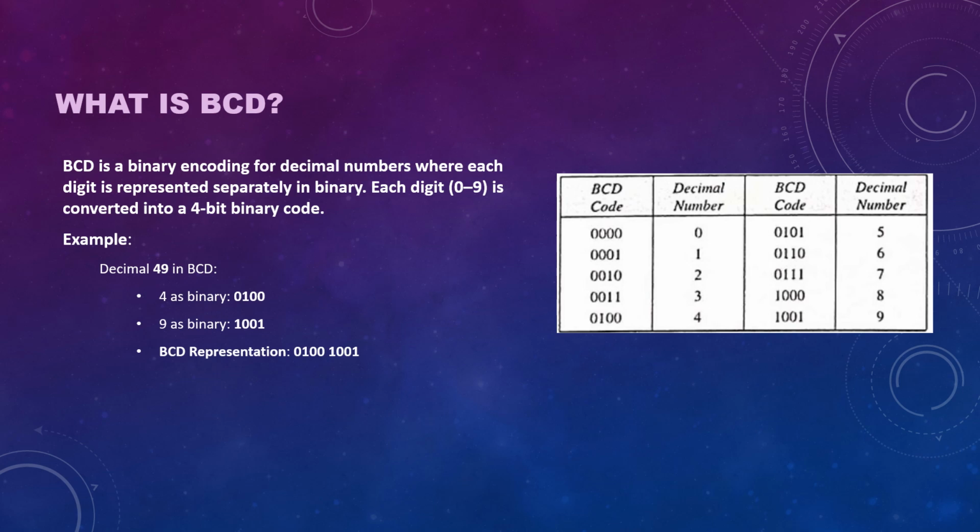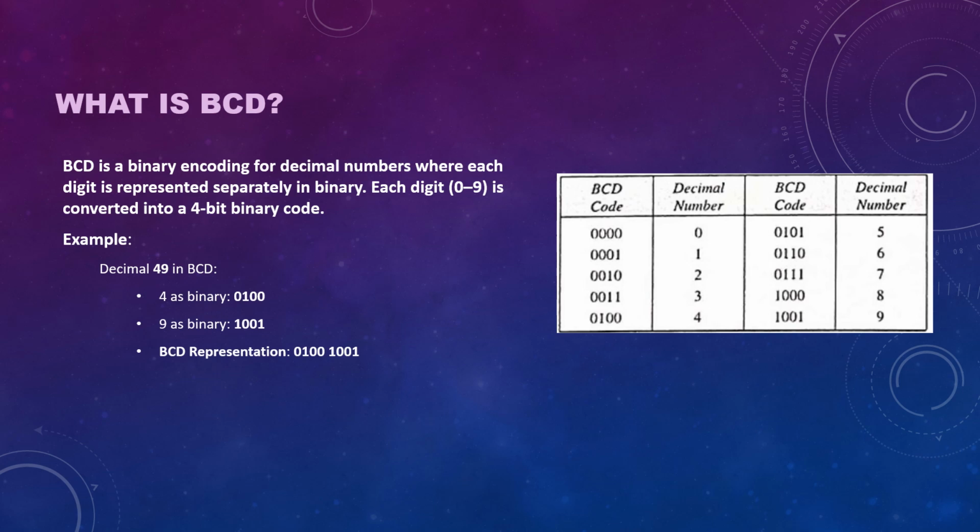So what is BCD? BCD represents each decimal digit separately in binary form. This makes BCD quite useful for representing decimal numbers in a digital system. Each digit from 0 to 9 is converted into a 4-bit binary code. Only the digits 0 to 9 are converted.